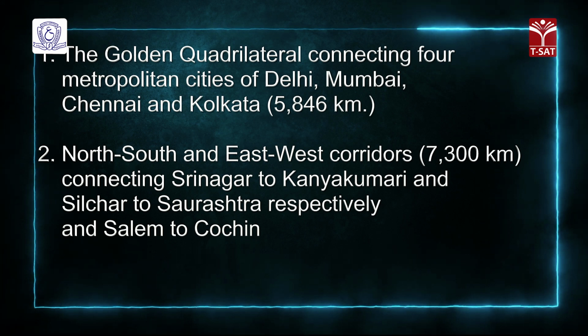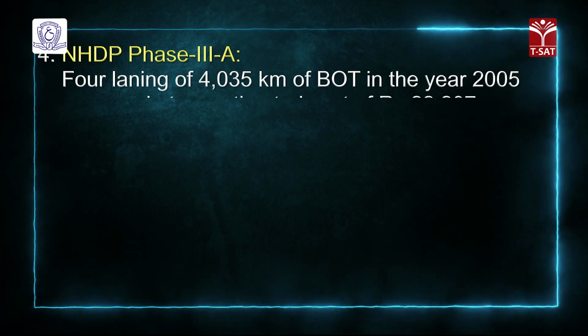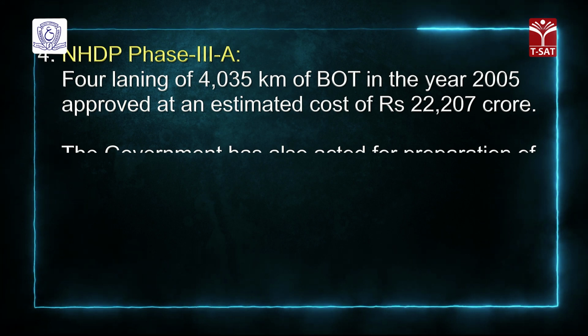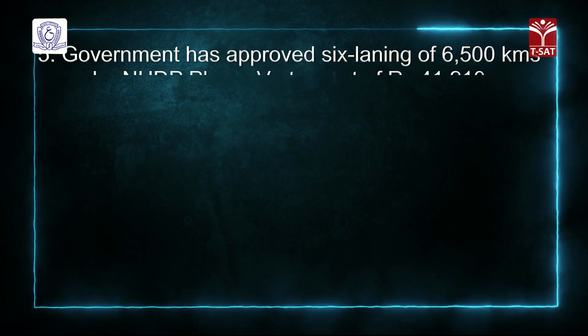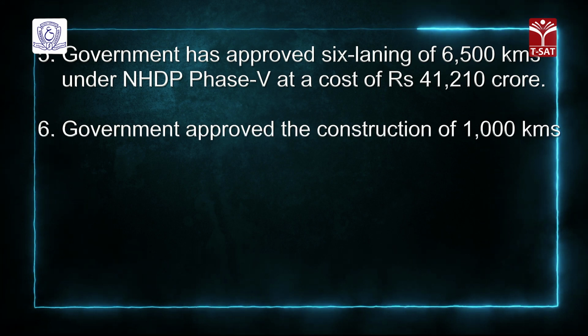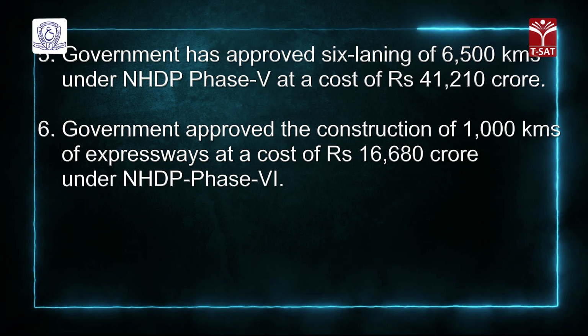The third was port connectivity and other projects. This comprises a length of 1,157 kilometers. Now, let me explain the fourth one, that is known as NHDP phase 3. A 4-lane of 4,035 km on BOT in the year 2005 was approved at an estimated cost of rupees 22,207 crore. The government has also acted for preparation of DPRs for the balance length of 7,028 km under phase 3B. The fifth one is that the government has approved 6 laning of 6,500 km under NHDP phase 5 at a cost of rupees 41,210 crore. And the next is that the government approved the construction of 1,000 kilometers of expressways at a cost of rupees 16,680 crore under NHDP phase.